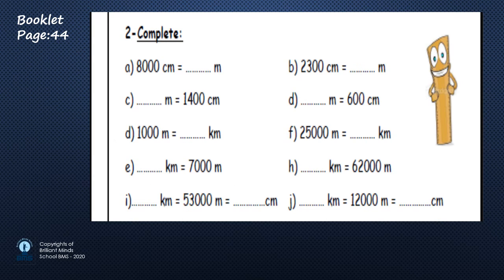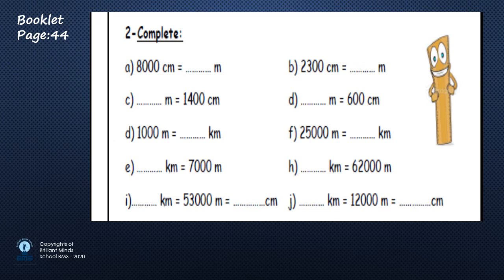Now, open your booklet, page 44, okay? Question number 2. Number A, 8,000 centimeter equal how many meter? I'm moving from centimeter to meter.